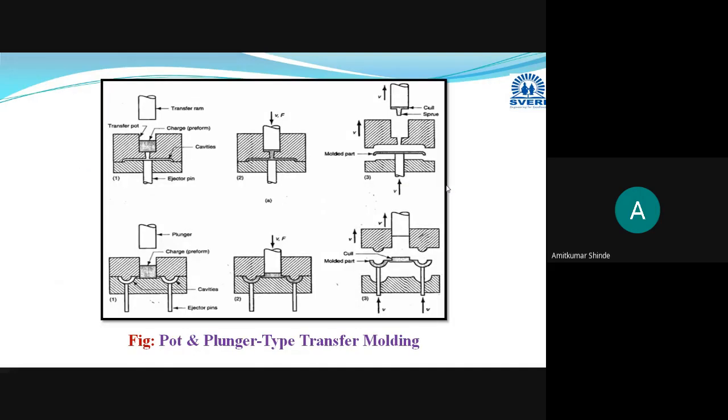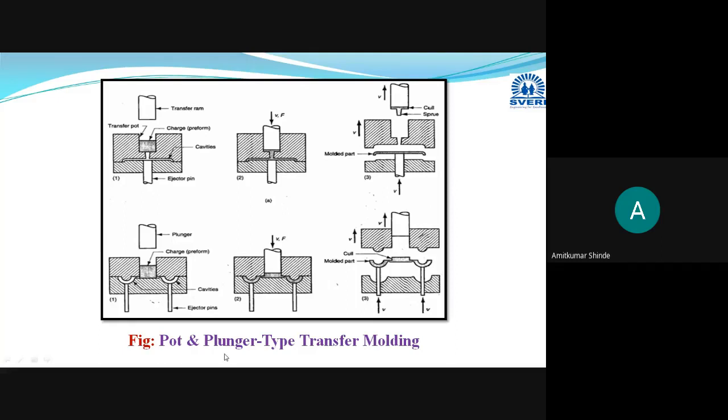Now this is the diagram. Here I have shown both types in a single diagram. Now you can clearly see here, I will explain the differences between them. In the pot type transfer molding process, transfer of charge from this transfer pot to the cavities will take place through vertical channels. In plunger type transfer molding process, transfer of this charge from this transfer pot into the cavities will take place through horizontal channels like a gate and runner. Okay, this is the basic difference.